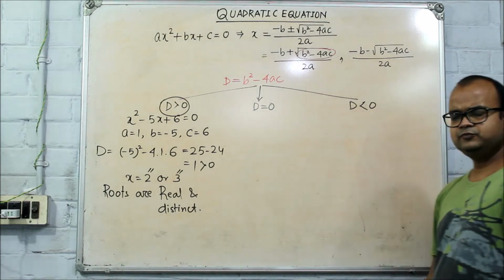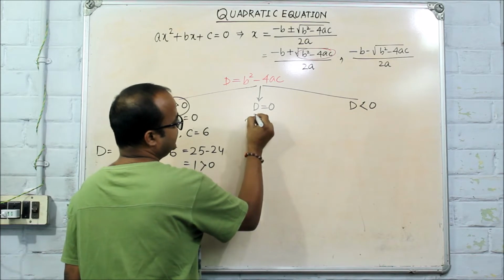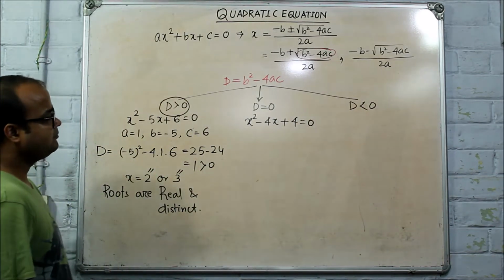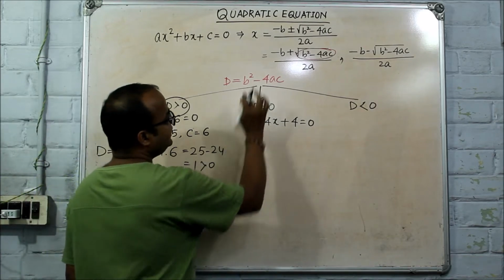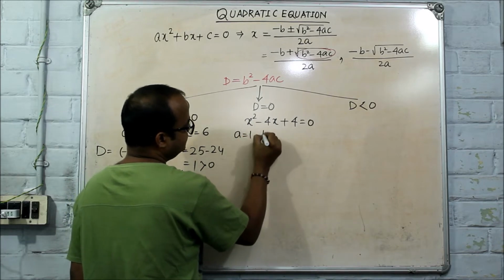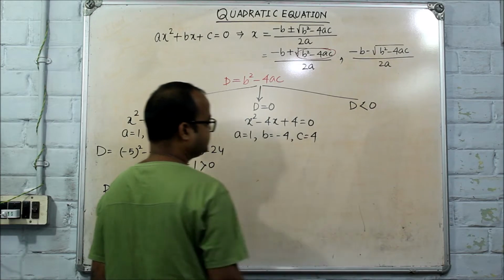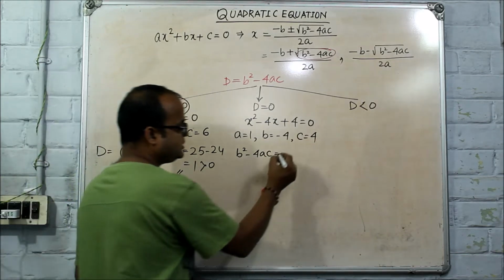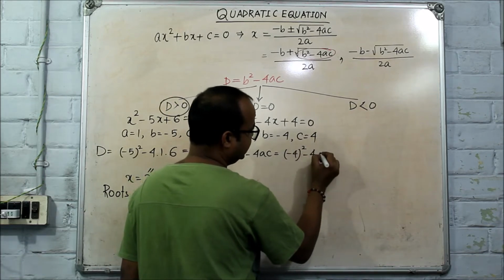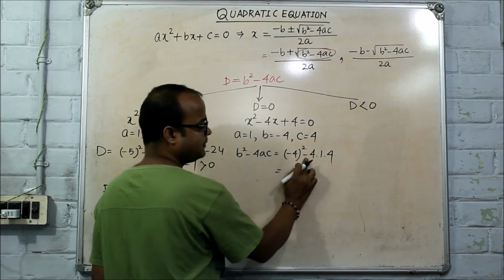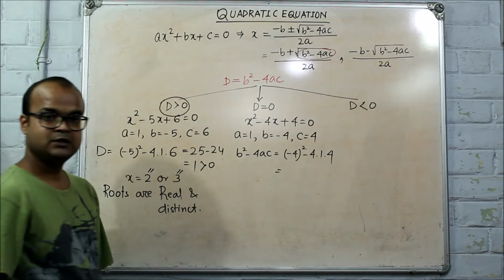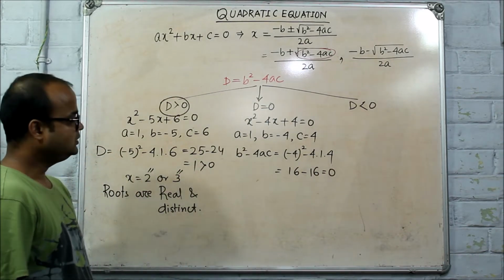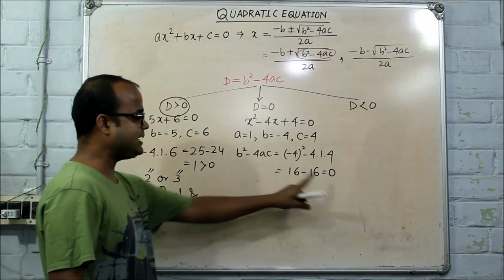Now if D is equal to 0, for example, if I take x squared minus 4x plus 4 is equal to 0. In the same way, if we compare with the general equation, you get a equal to 1, b equal to minus 4, c equal to 4. Now calculate b squared minus 4ac, that is minus 4 squared minus 4 into 1 into 4. So minus 4 squared is 16, minus 16 is equal to 0. So in this case we are getting the value of D as 0.